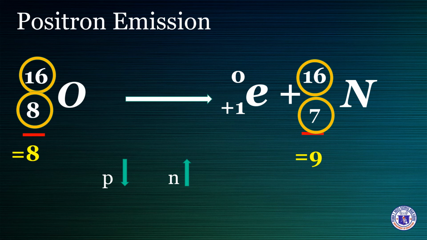The proton is converted into a neutron. So during positron emission, the proton decreases and is converted into a neutron, and a positron is released. A positron is an antiparticle of an electron.